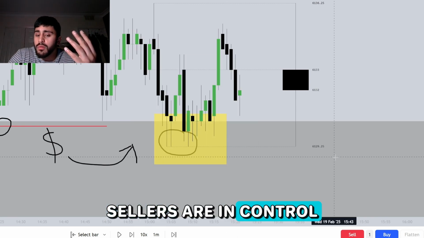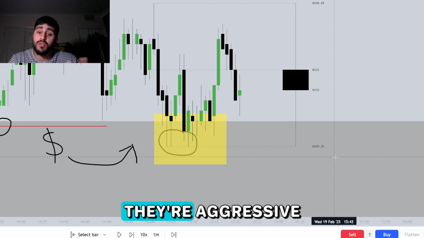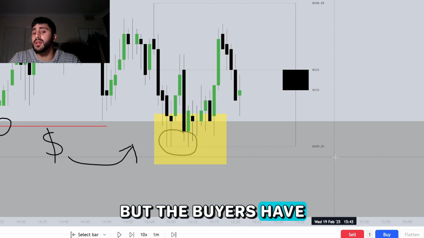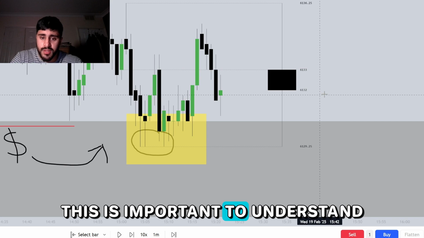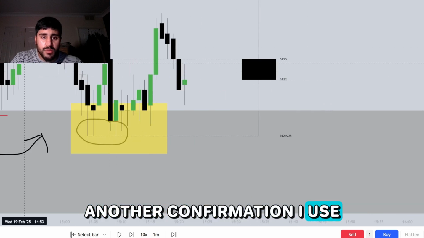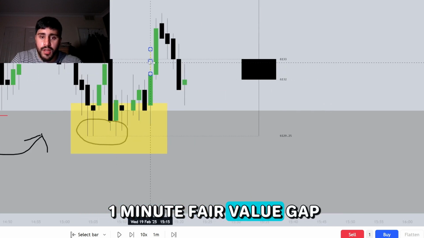Sellers are in control, but they're not in control. They're aggressive, but the buyers have stepped in as passive buyers, right? This is important to understand. Another confirmation I use in my trading is that we had a 1 minute fair value gap resting over here.